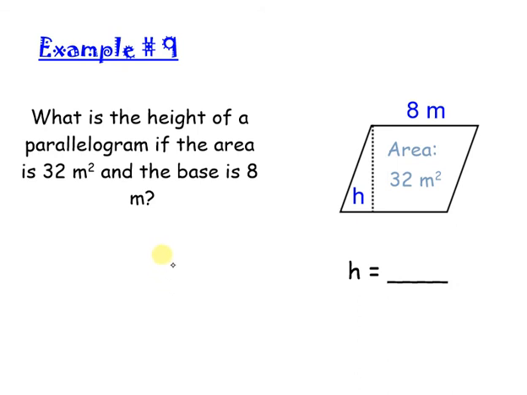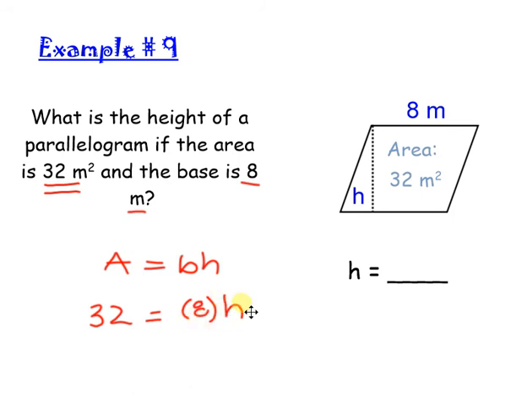All right, now we have a parallelogram here. What is the height of the parallelogram if the area is 32 meters squared and the base is 8 meters? So again, area equals base times height, okay? So we have our area is 32, our base is 8, and we don't know our height. So let's solve it like a one-step equation. Box the variable, divide both sides by 8. These 8's will cancel, and you're left with h equals 32 divided by 8, which is 4.